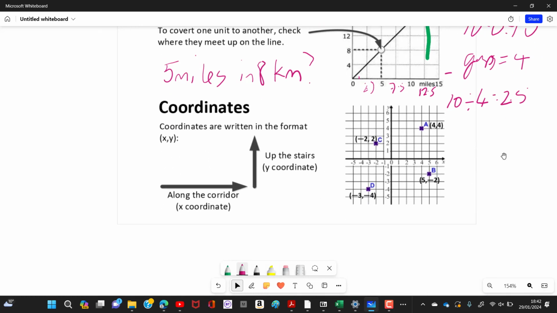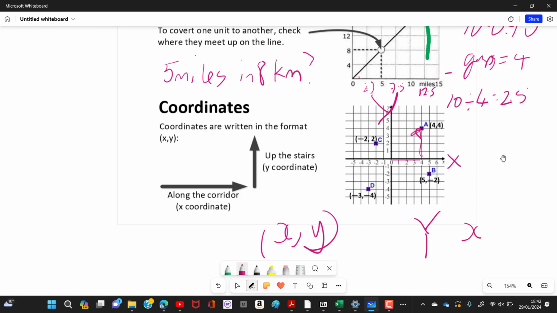Coordinates. The last thing is coordinates. Coordinates are very easy. The most important thing is the first one is going to be x comma y. X is the horizontal one, and y is the vertical. So this will be y, and this will be x. You go along the corridor and up the stairs. So if you want to do A, along the corridor you go 4, and then you go up 4. Yep, 4, and then up 4.